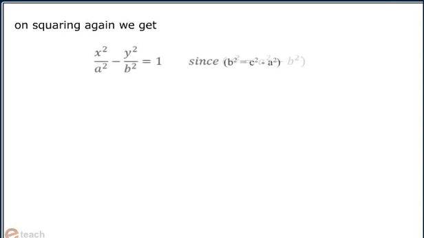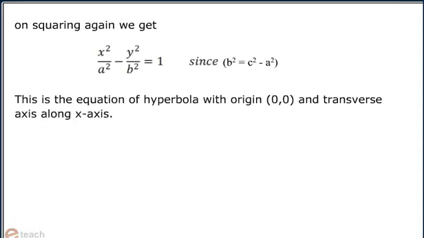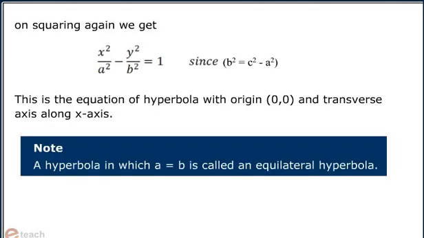On squaring again we get x squared by a squared minus y squared by b squared equals 1. This is the equation of the hyperbola with origin (0, 0) and transverse axis along the x-axis. Note: a hyperbola in which a equals b is called an equilateral hyperbola.